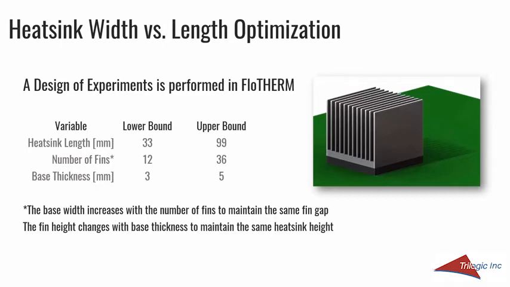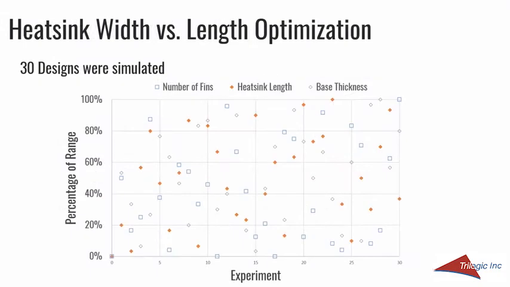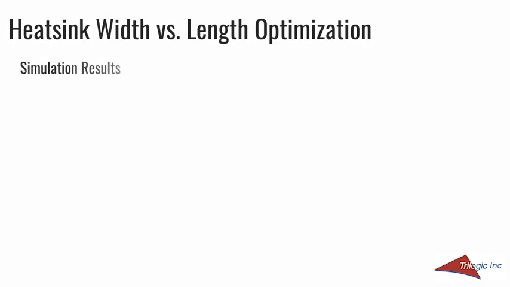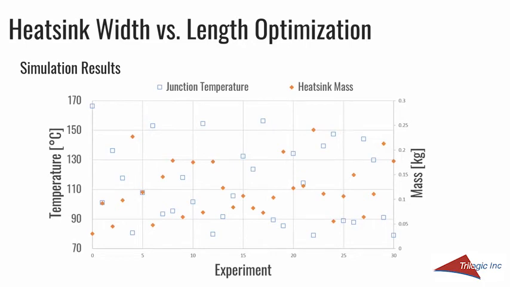We talked a little bit about heat spreading in Heatsink 101, but that'll be a focus on the next webinar. For now, we're going to look at this constant height heatsink. 30 designs were simulated, and all I'm trying to show you here is the distribution of the design of experiments. So we try and get equal coverage for each variable in that design space. Lots of runs here. And then the output I have is junction temperature and heatsink mass.